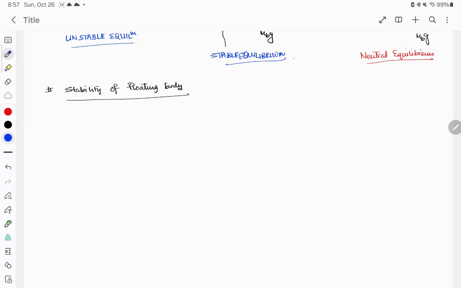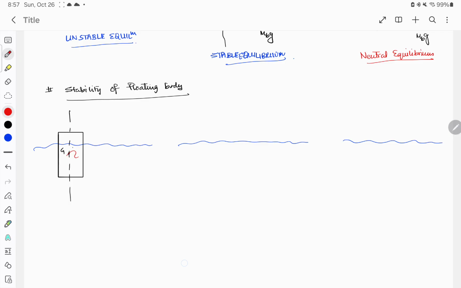So let us again take 3 scenarios, maybe a little down. 3 scenarios, 1, 2, 3. So first body is floating here. Okay, this is the central line, this is the center of gravity, this is the center of buoyancy. Okay, and I need to tilt it, so I'll select it. Let us tilt it.